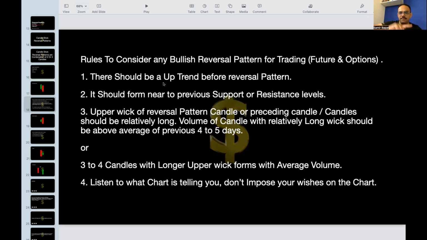There should be an uptrend before the reversal pattern. Agreed? Everyone agreed? Can I have a yes if you are agreeing that we understood that for a reversal, there has to be an uptrend. The second check is that the reversal pattern should form near a previous support or resistance level. There must be some resistance.